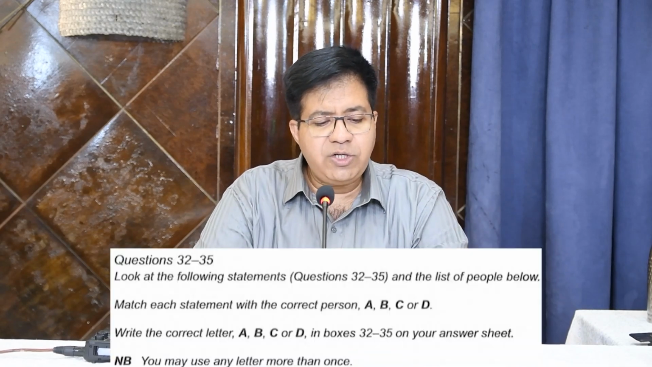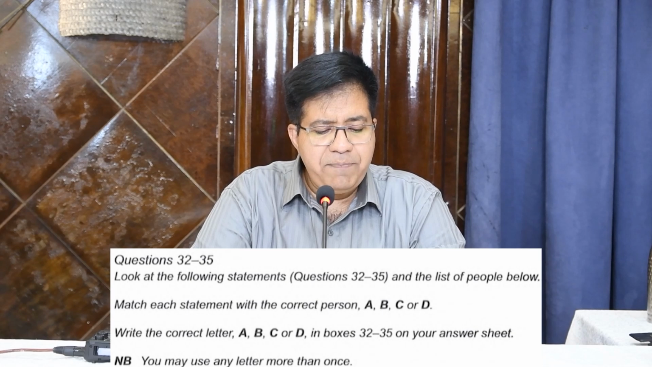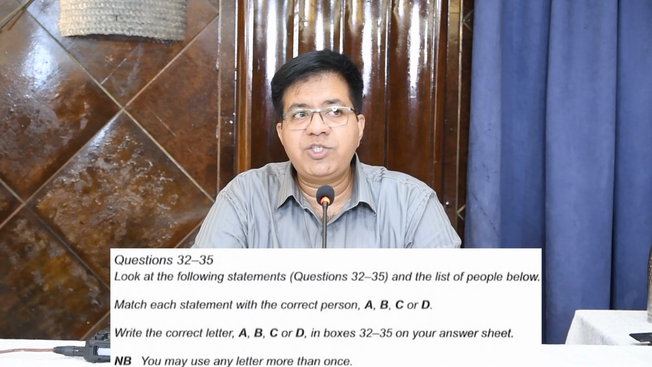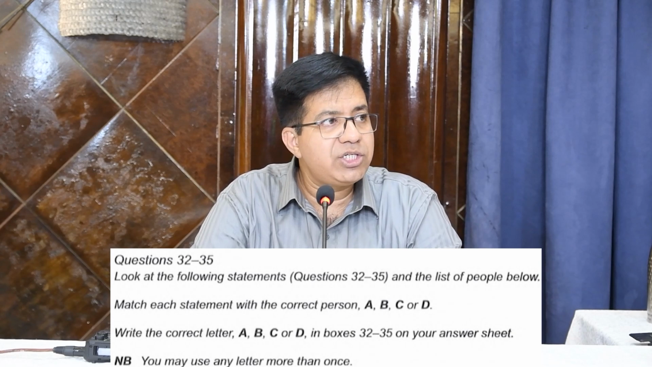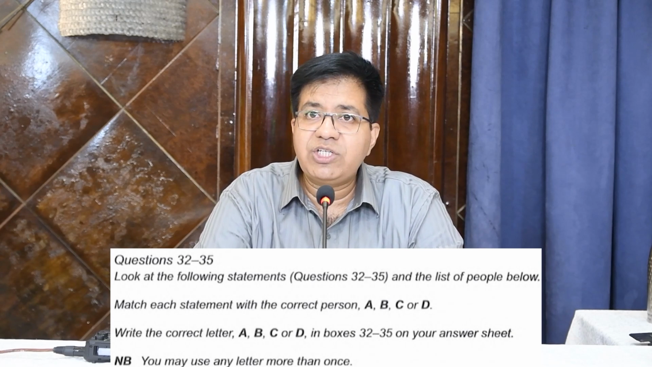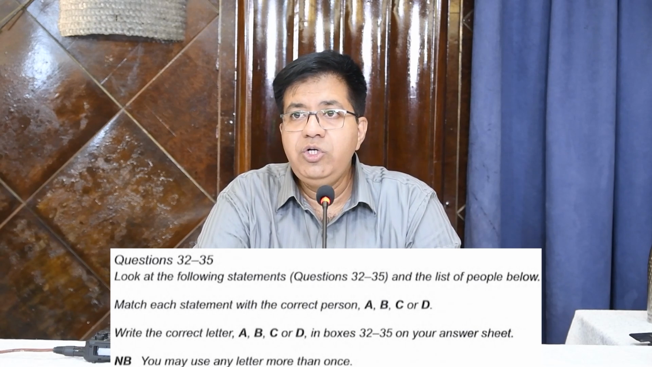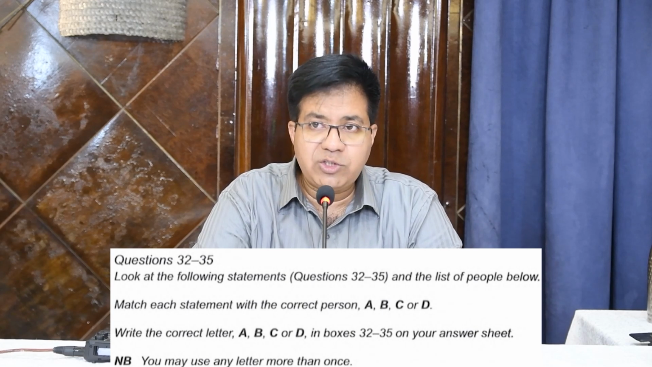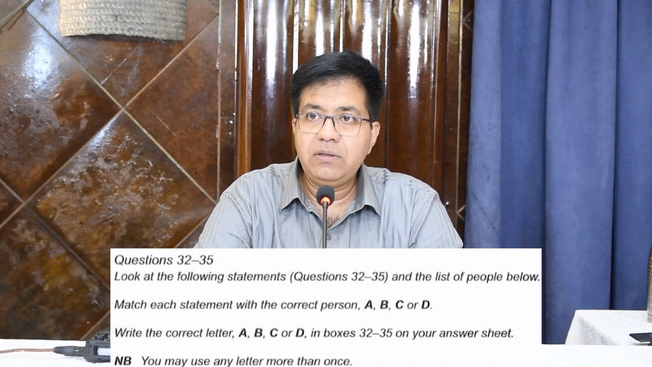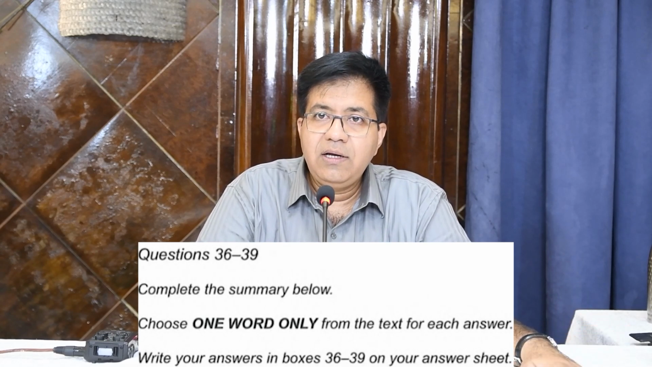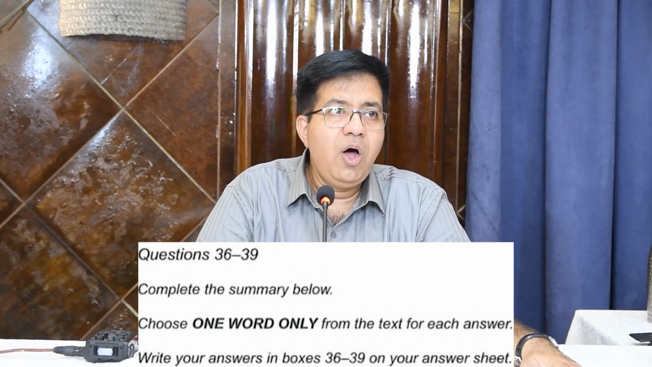Next, questions 32 to 35. They are called matching. They have given us a list of people and there are the statements. So we have to match these people with their statements. Over here, questions and the passage are not in order, but the list of people is in order. So you need to do it list wise. Then questions 36 to 39, one word only. Questions and answers are in order.